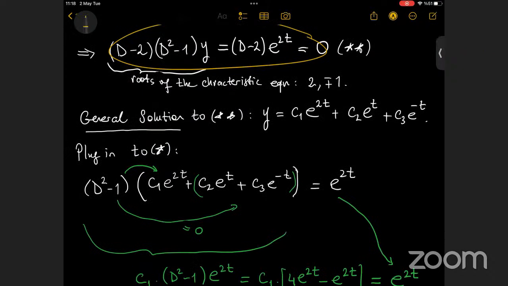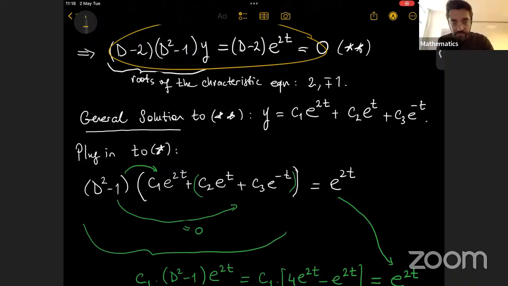Evet. Teşekkürler. Okay, cool. There is one more question after the general solution.